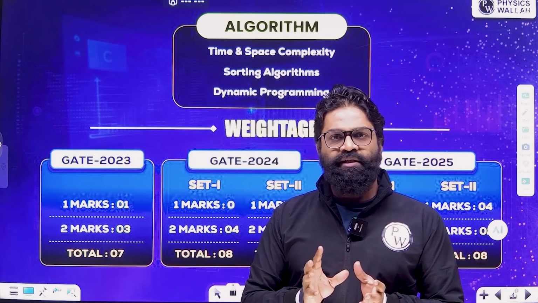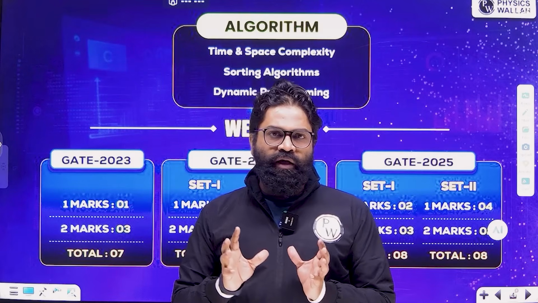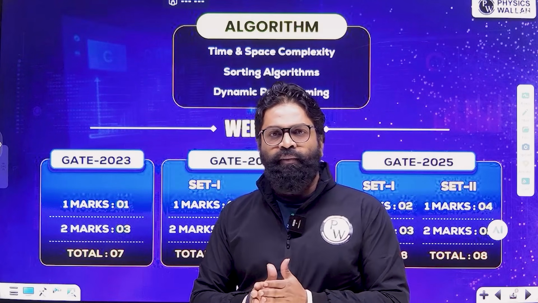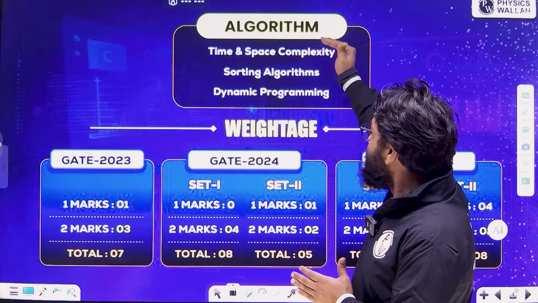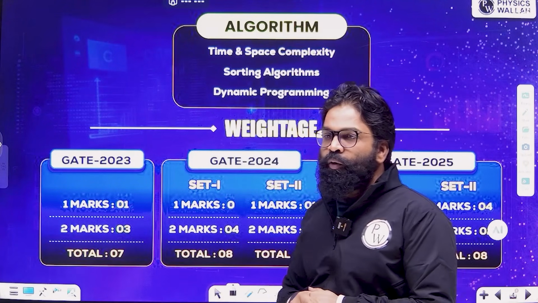So on an average, with respect to algorithms, you can get 7 to 8 marks, as they are asking from algorithms. And the important topics with respect to algorithms are time and space complexity, sorting algorithms and dynamic programming.